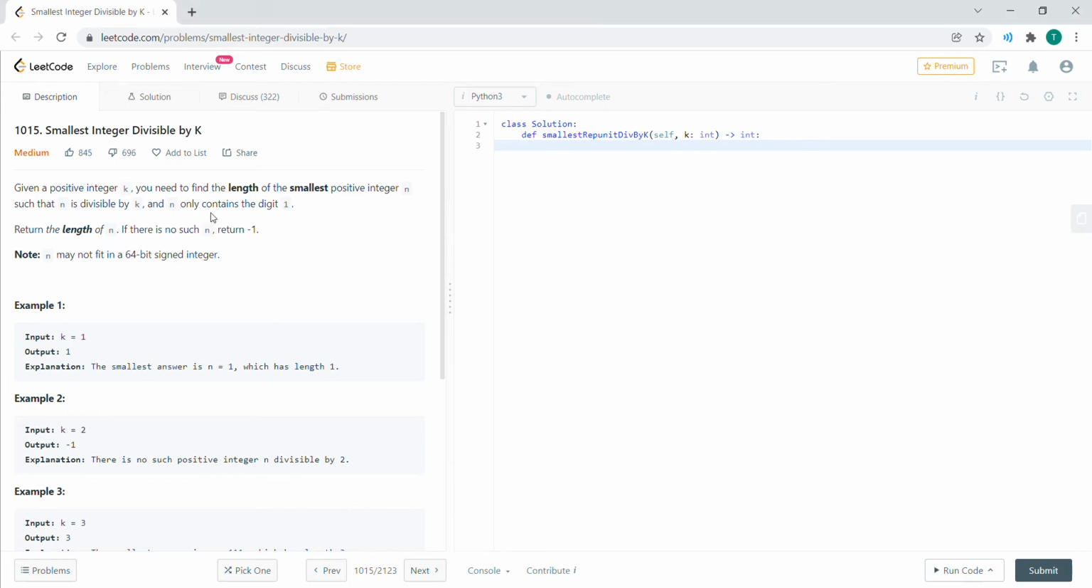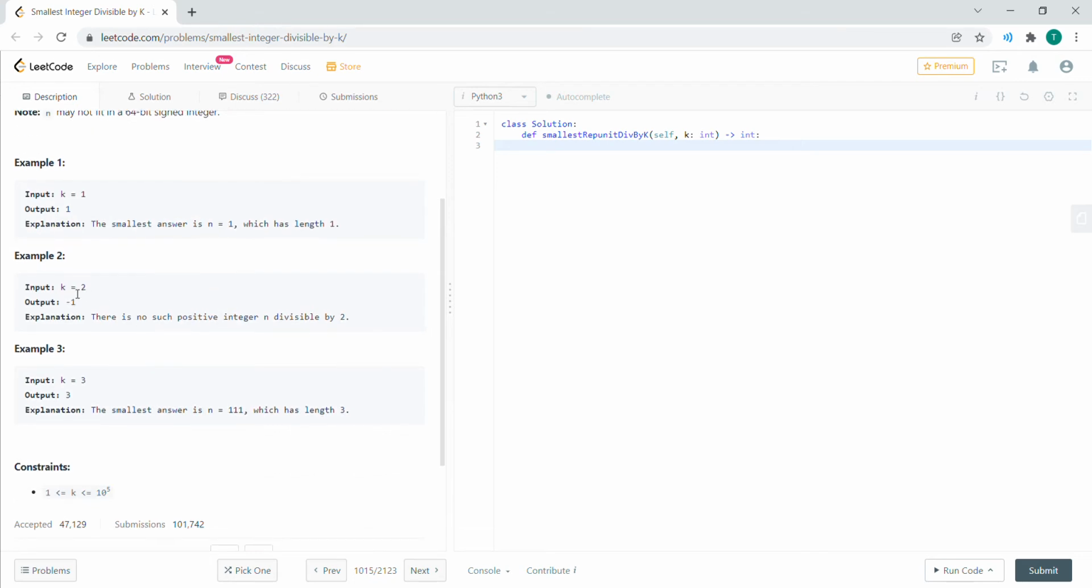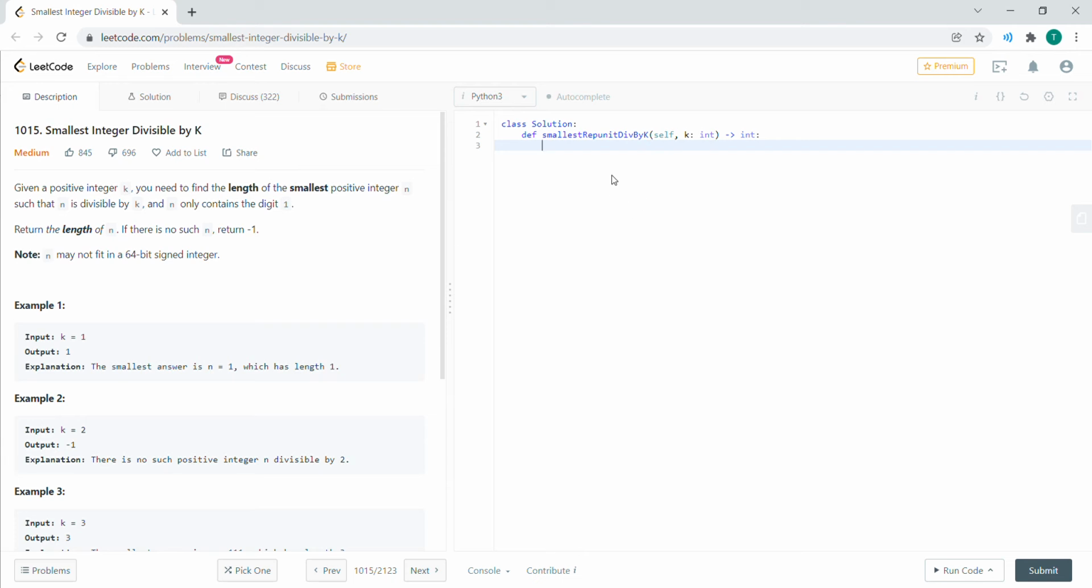Basically it only contains the digit 1. That's the constraint here. So from this blurb we know that a number can only contain 1s. A number containing only 1s cannot be divisible by 2 or 5. Any k equal to 2 or 5 cannot work, and you can convince yourself that's true.